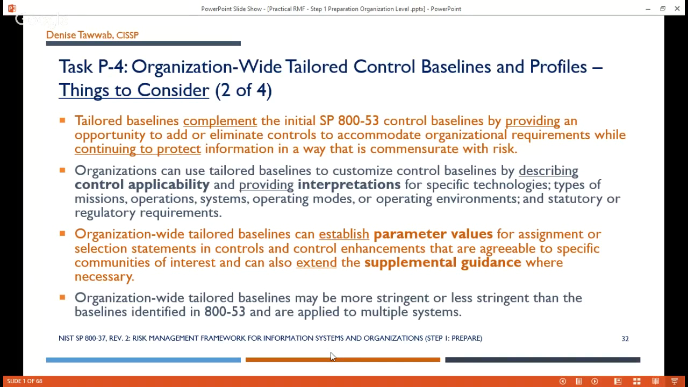You also want to establish parameter values for assignment or selection statements in your controls. I don't know how much experience you've had with 800-53, but a lot of the controls have parameters where you have to decide the value. For instance, for one of the continuous monitoring controls, you have to establish how frequently your organization is going to do continuous monitoring. So a lot of the controls have parameters that you have to specify, and it's more efficient for your organization if those parameters are specified at the organization level and then passed down to the business and to the system level.